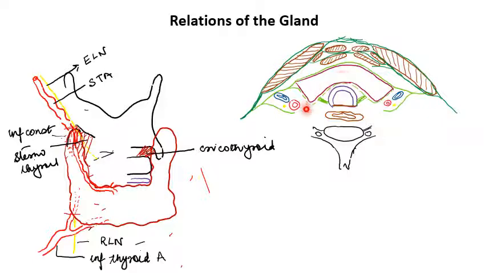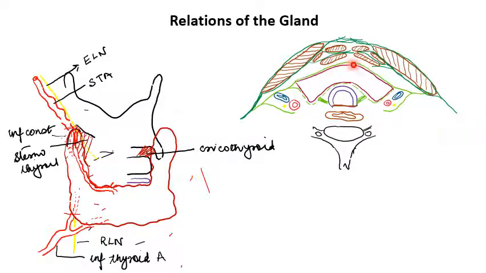So to the medial surface of the gland are related structures in twos. What are those? The two tubes, trachea and larynx, and esophagus and pharynx, depending on which level we are talking. Two muscles, the inferior constrictor muscle as well as the cricothyroid muscle. Two nerves, the external laryngeal nerve and the recurrent laryngeal nerve.